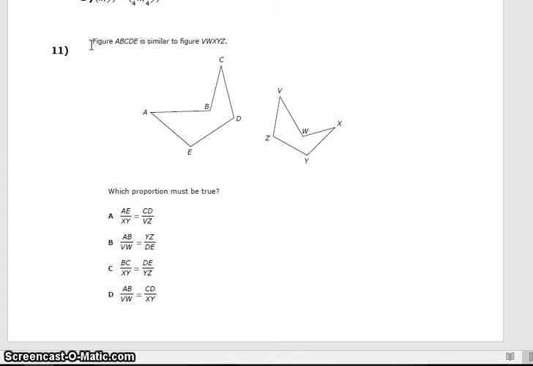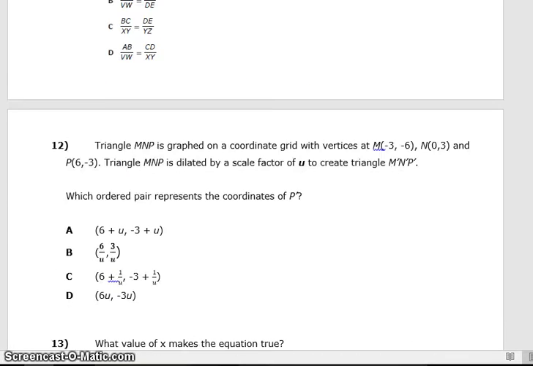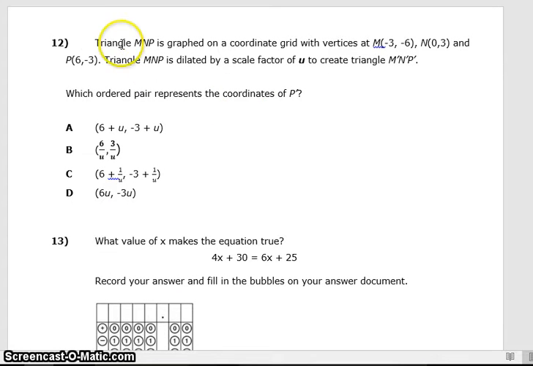Number 11. Figure ABCDE is similar to figure VWXYZ. So this is similar to that. Using this information, which proportion must be true? Number 12.